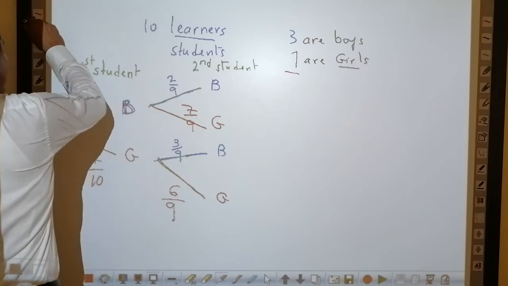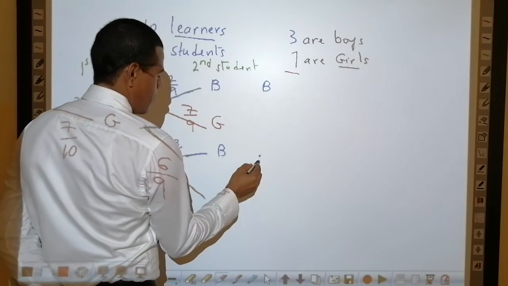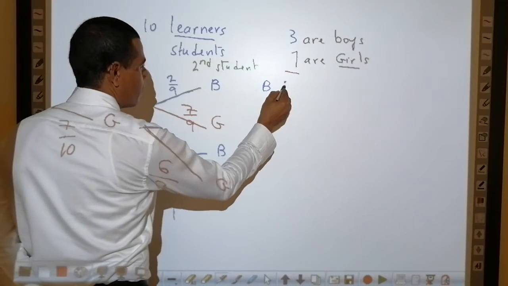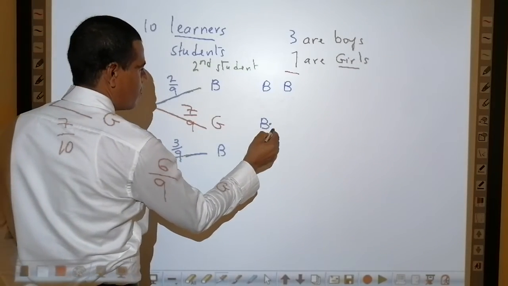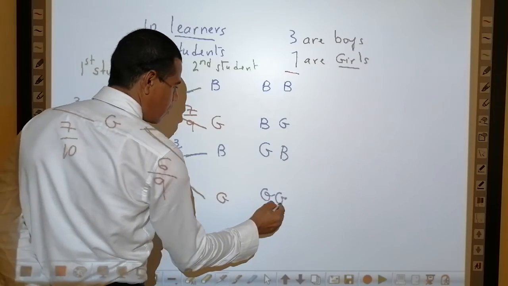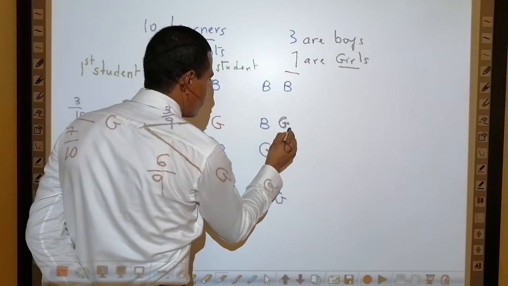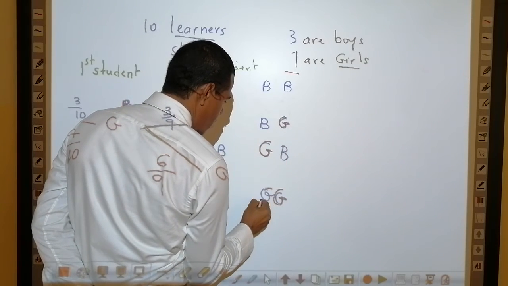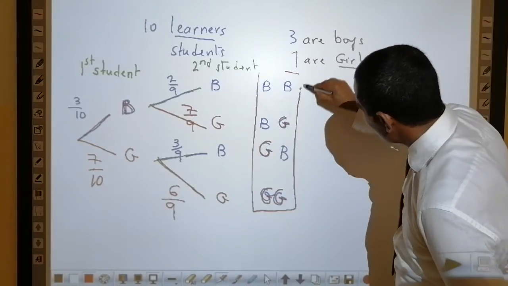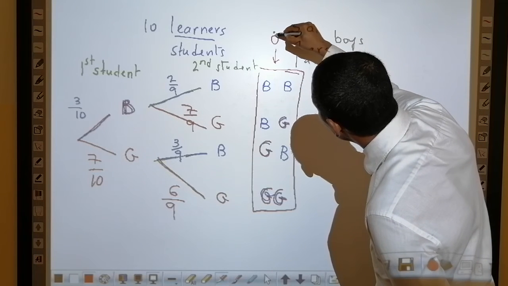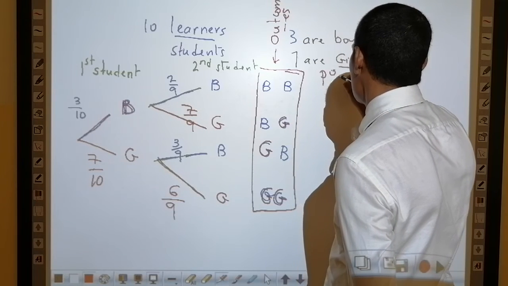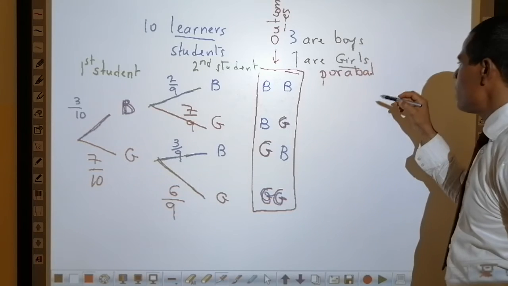So, what are now the possible outcomes? We have B. Okay, we have BB. Then we have BG, a boy and a girl. Then we have a girl, a boy, and a girl again. Look here, this is a boy, this is a girl, this is a girl, and this is a girl. Now we try to find the outcomes, my kids. Now we try to work out their probabilities.